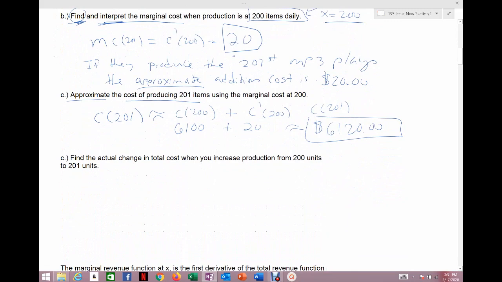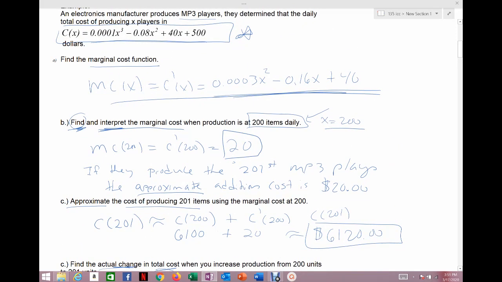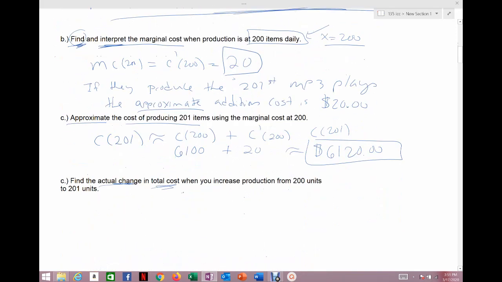So the last or the second C here is comparing how good of an approximation the marginal analysis was. All right, so we're going to find the actual change using the total cost function. So again, we're going to go back and use this cost equation. So I'm going to write it down here. We're going to use the original cost, the one in the problem. This is just so that you have it to look at. So this is the one we're going to plug our numbers into.